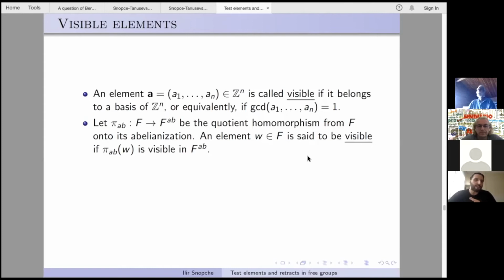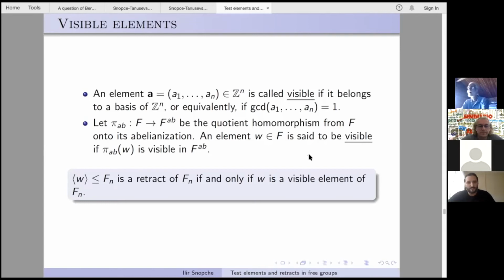Why do we need this concept? We need this concept because of the following observation. A cyclic group generated by W is a retract of Fn if and only if W is a visible element of Fn. Okay, so please keep this in mind until the end of this talk. A cyclic group generated by one element is a retract of Fn if and only if W is a visible element of Fn.